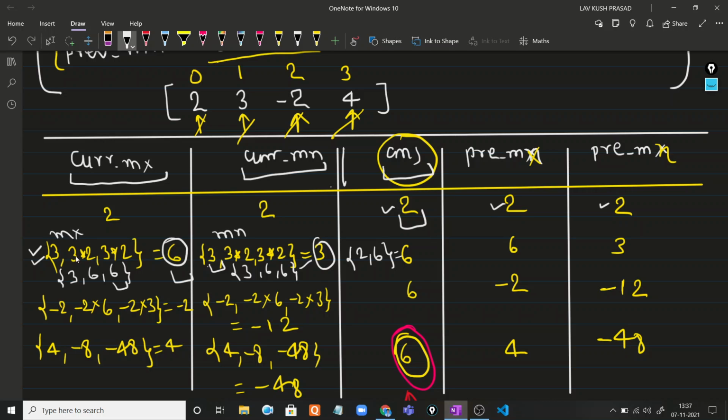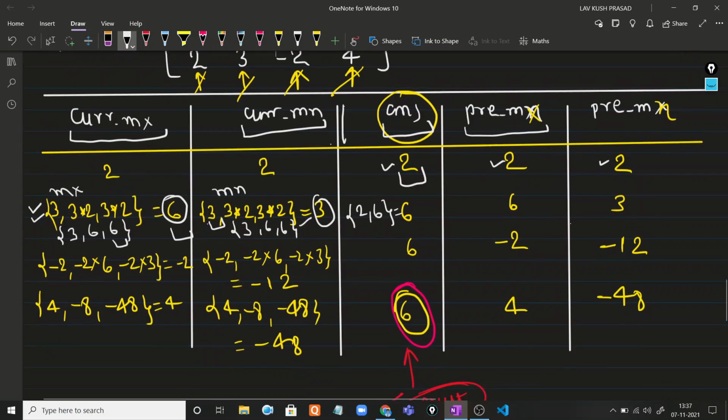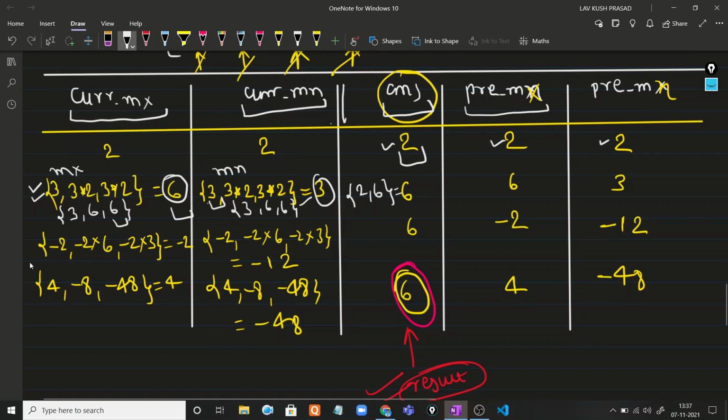And here we take maximum, and a similar step for the previous max and also for the previous mean. In this case, if we are at index equal to 2, in this step we take the similar step for the current max and similar step for the current mean, and we take the minimum out of all the values, which is minus 12, and we take the maximum out of those, which is minus 2.